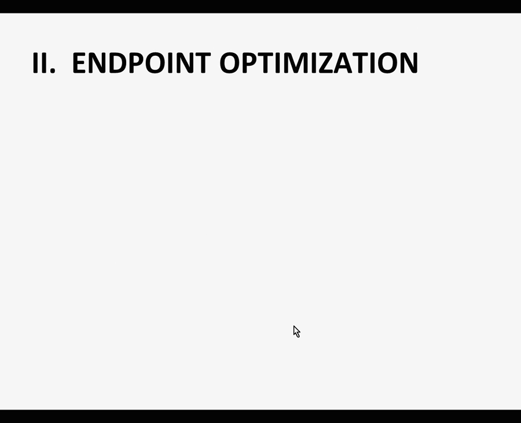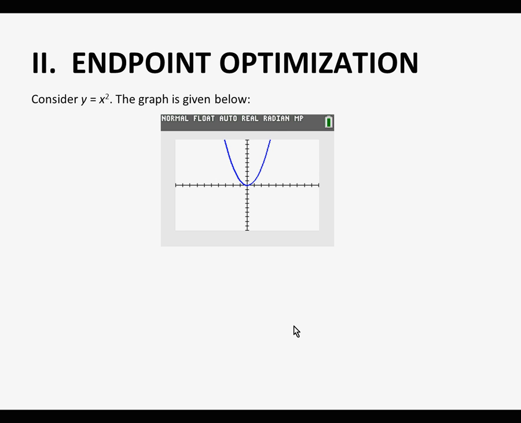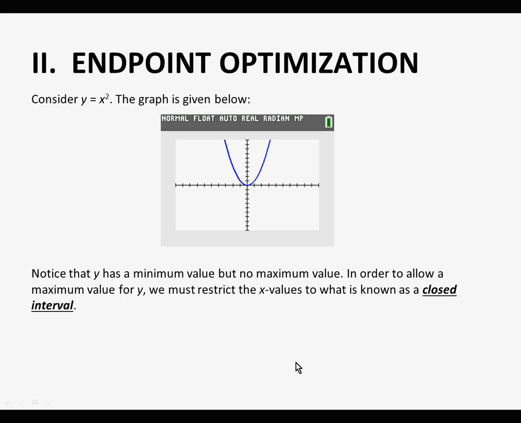Okay, endpoint optimization. So consider the graph y equals x squared. Okay, this is the graph. Now notice there is a minimum value. It occurs at x equals 0, and it turns out the function value is 0. But as I move further away from 0 going left or right, the graph keeps going up and up. So there is no relative maximum. So the graph has a relative minimum, but no relative maximum.